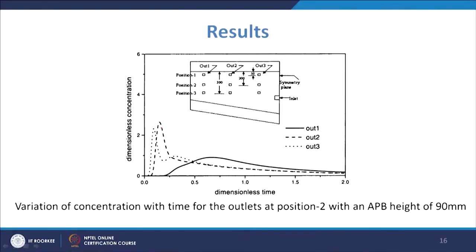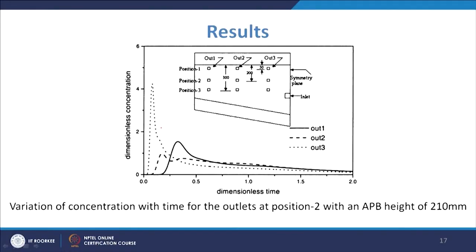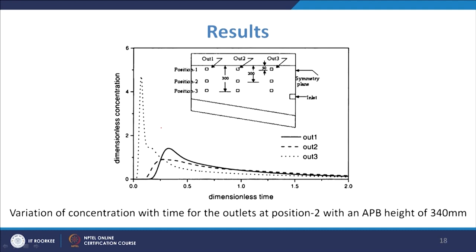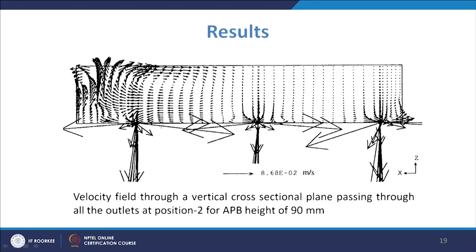Then you can even change the height of the APB, so that was also changed. And as you see, once you change the height, this value increased somewhat again, and if further increased, it will give you a larger value. But the values of the mean residence time and mixed to dead volume will be more indicative of the mixing parameter, so that can be computed.